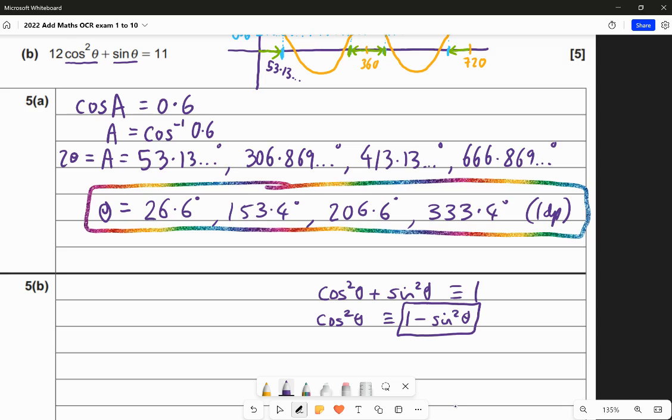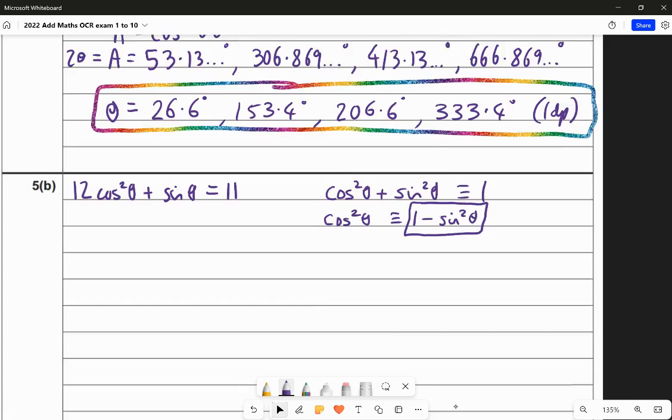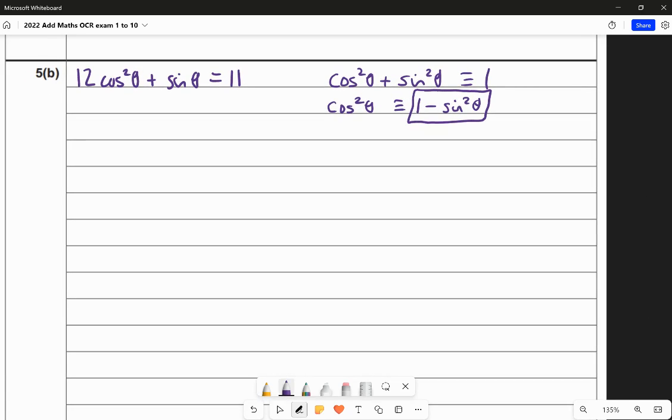Okay, so I had originally 12 cos squared theta plus sine theta equals 11. I now replace the cos squared theta with 1 minus sine squared theta. So I get 12 lots of 1 minus sine squared theta plus sine theta equals 11. Multiply out the brackets. 12 minus 12 sine squared theta plus sine theta equals 11. Now this is essentially a quadratic equation.